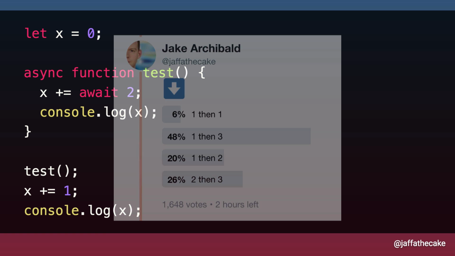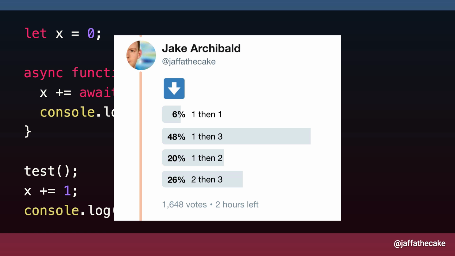I polled Twitter about this and these are the results, well, a couple of hours before the poll ended. At the time I created this, 48% say the order will be 1, then 3. It's the most popular answer. 26% say 2, then 3. But the correct answer, as 20% of people voted, is 1, then 2.